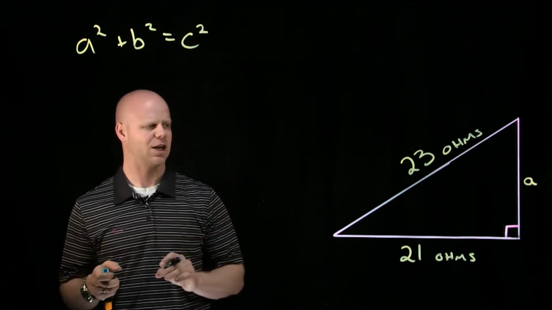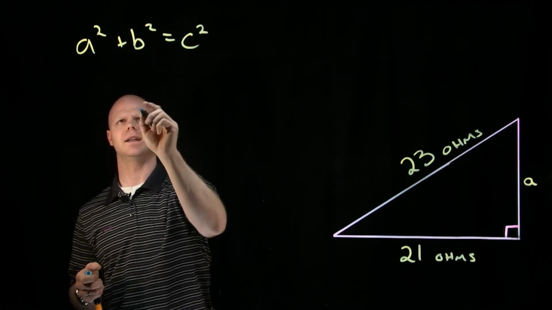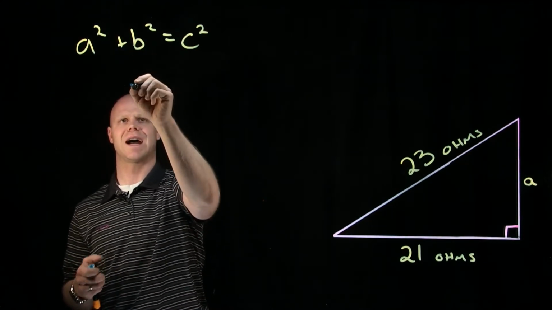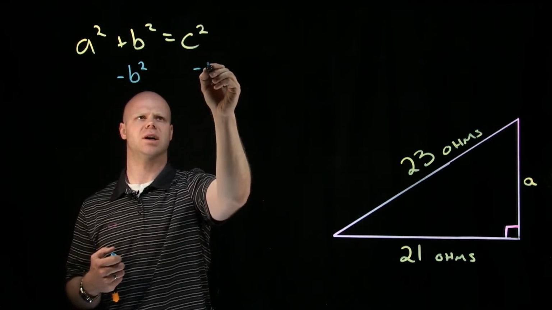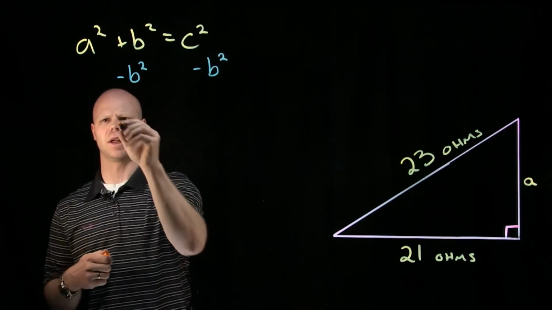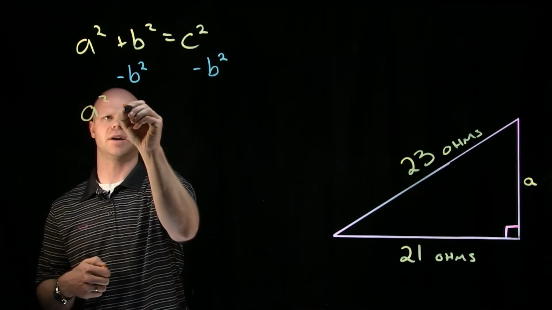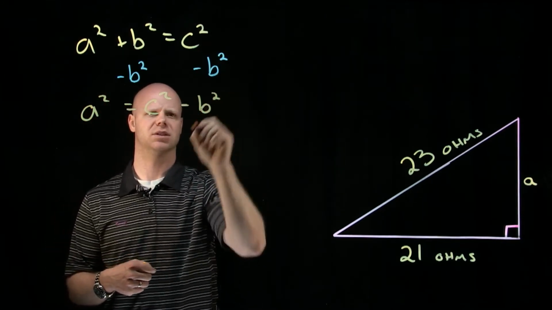So I'm going to transpose this first. I'm looking for a. I need to isolate that by itself. So the opposite of adding b squared would be subtracting b squared. What I do to one side, I must do to the other. So I will end up with now a squared is equal to c squared minus b squared.